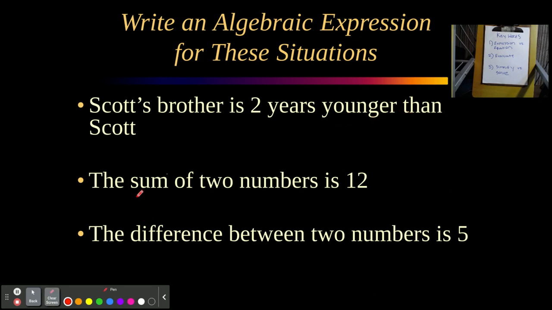Here, the sum of two numbers is 12. Okay, so that tells me that I'm going to be adding two numbers. The sum of two numbers is 12. This one, the difference is subtraction. That tells me I'm going to be subtracting two numbers to equal 5. "Is" in math means equal.